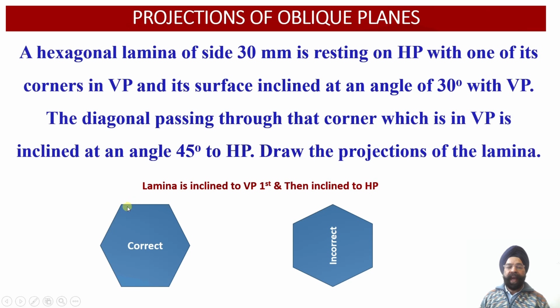Whereas if we have this particular orientation of this hexagonal lamina, then we will find that one of the edges of this hexagonal lamina will be resting onto the ground, and while we incline the surface of this lamina at an angle of 30 degree with respect to the vertical plane, one of the corners of this lamina will be contained by the vertical plane.